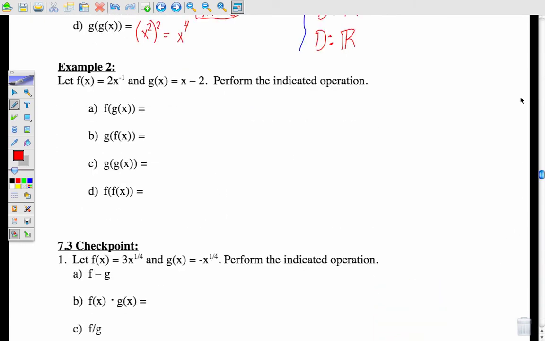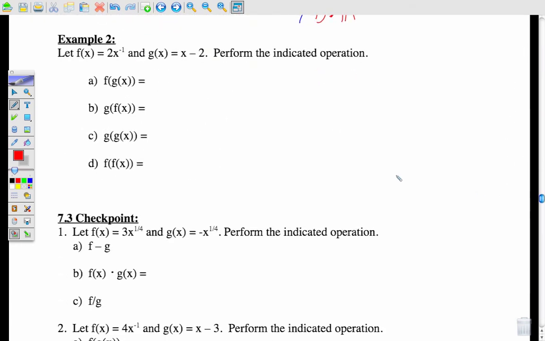All right, let's do one more example, and then we're going to have some checkpoints, some tries down here at the bottom. So, example number 2. f of g of x.